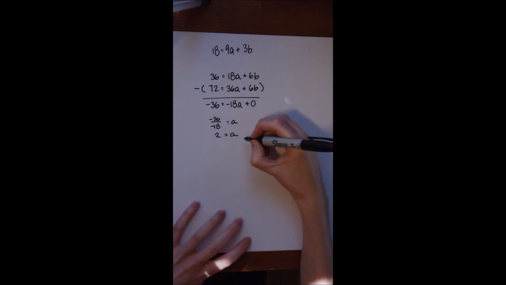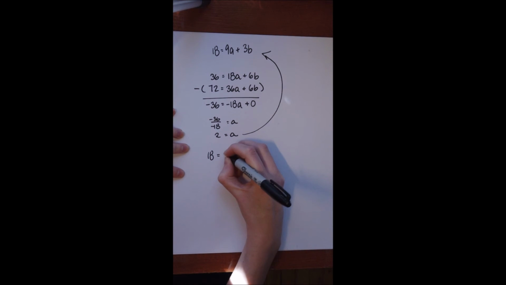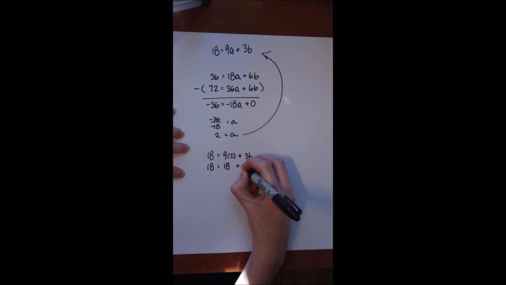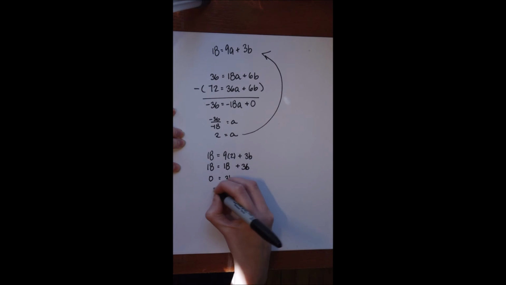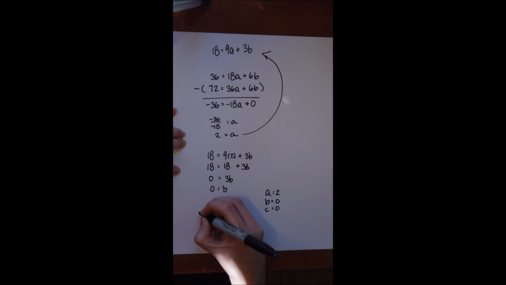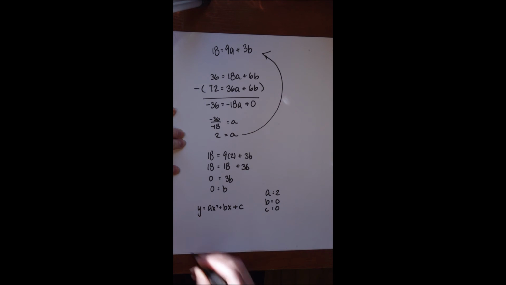Now, in order to solve for b, we can replace a back into our original equation. So we are going to have 18 is equal to 9 times 2 plus 3b. 18 is going to be equal to 18 plus 3b. Subtracting 18 from both sides, we get 0 is equal to 3b, so 0 is equal to b. We now know that a is going to be equal to 2, b is equal to 0, and c is equal to 0. So replacing those into our equation of y is equal to ax squared plus bx plus c, we have y is going to be equal to 2x squared plus 0 plus 0. So this here is going to be the equation for our frog.